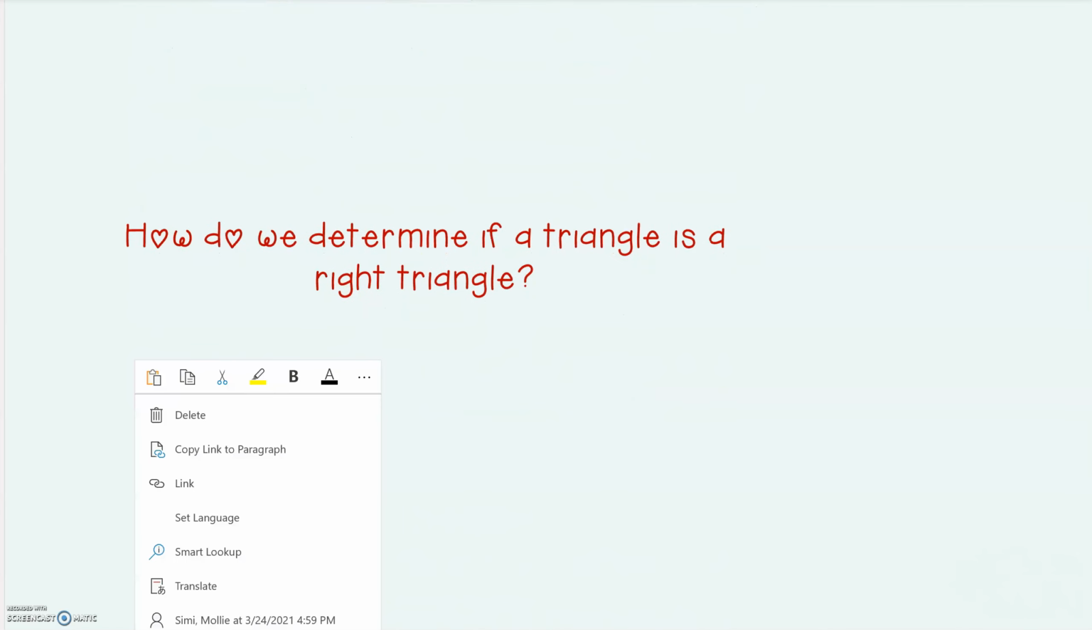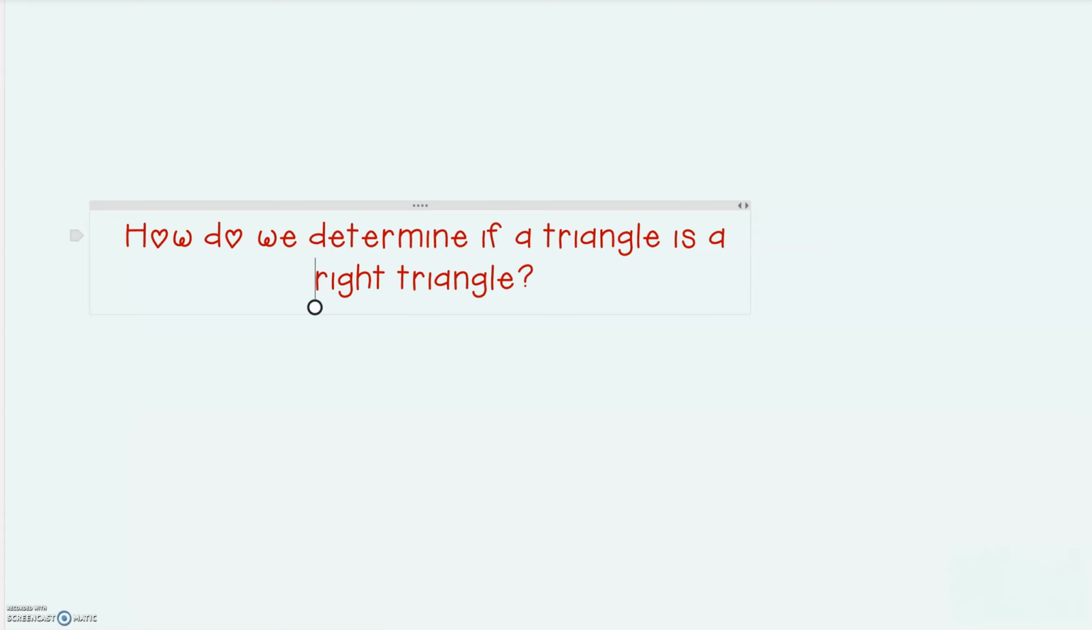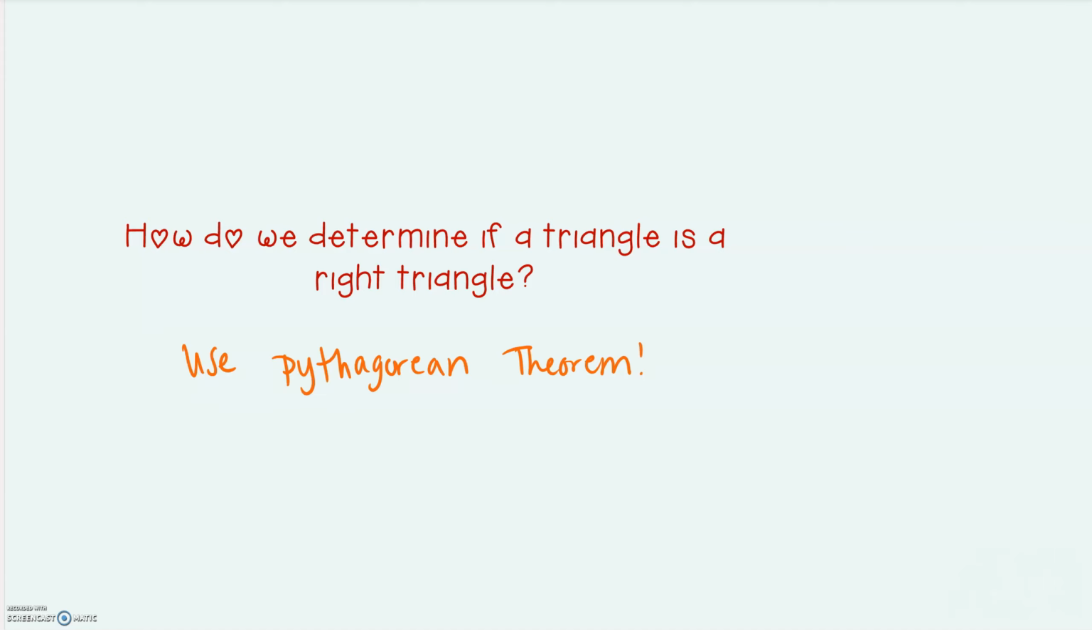So before we begin, I want you to determine if a triangle is a right triangle. How would we figure that out? Go ahead, pause the video and think about it for a moment. We are going to use that Pythagorean theorem, right? If we know that a squared plus b squared equals c squared, then any right triangle is going to fit into that equation. And if it doesn't fit, then it's not a right triangle. So that's what we're going to do today.